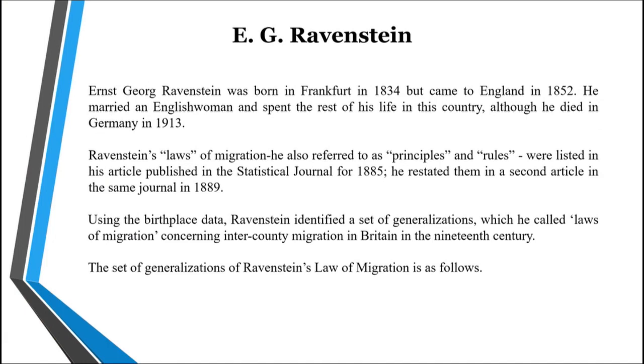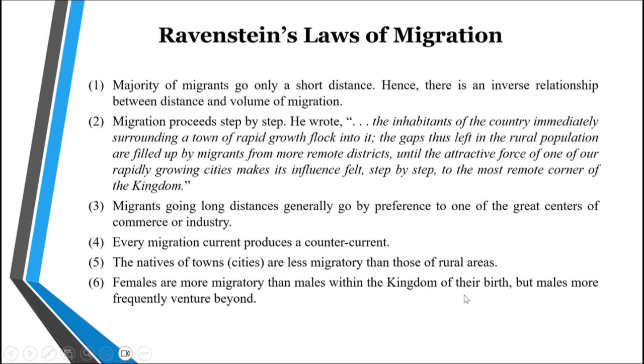And here we start with the first model of migration, Ravenstein. Ravenstein was born in Frankfurt, 1834, and his migration model is basically a set of principles or rules. That's why it is known as the law of Ravenstein, or basically a principle of rules. So the generalization of Ravenstein's law of migration is as follows. What are the principles, rules, or so-called laws of migration according to Ravenstein?